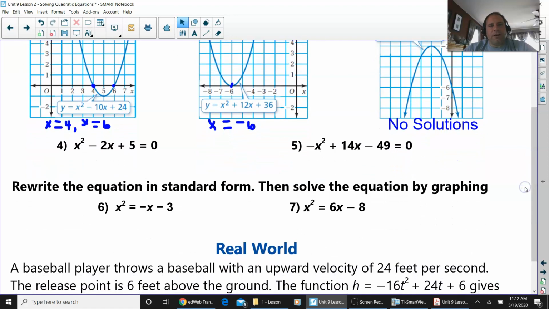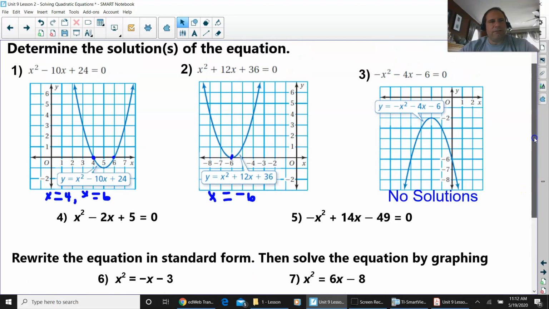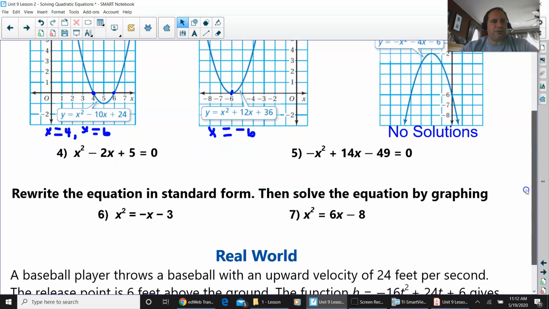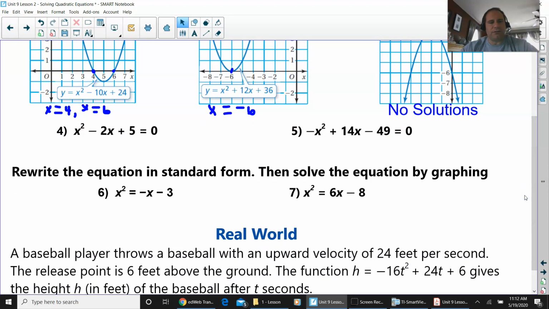So number 4 and number 5, please use your calculator to figure out what the roots are, the zeros. Determine the solutions of those equations. Press pause and try those questions now.